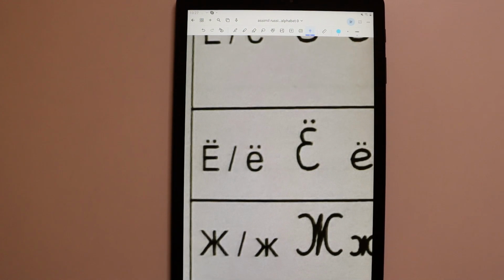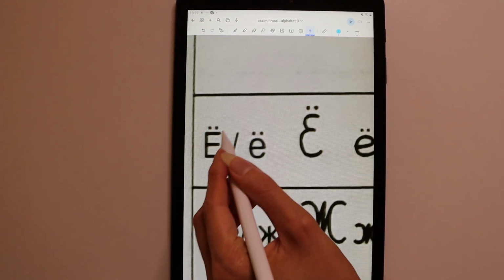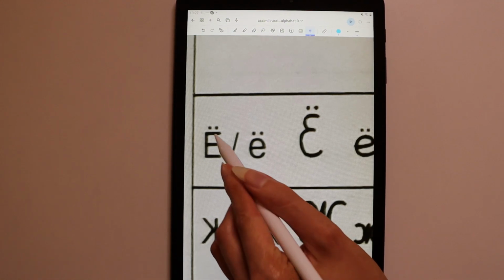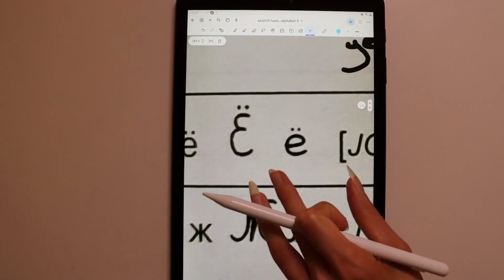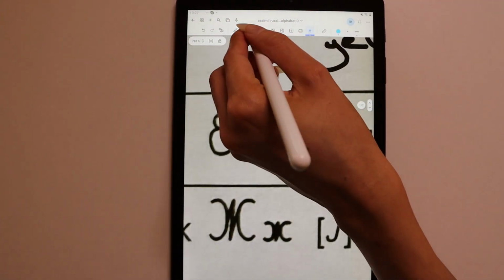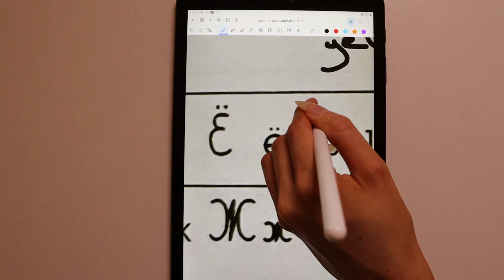Now we have the yo, and the yo is just like the ye, but with two dots on top. And yeah, it's yo. Maybe you can write it like this, yo.